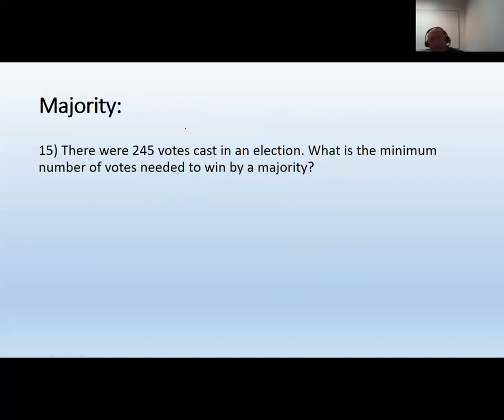Okay, so we start out by taking the number of votes that are being cast, which is 245, and if we divide by 2, what do we get? 123.5. So what do we need for a majority? 123, right. If you get a decimal, you just go up to the next number. Because 122 wouldn't be a majority, but 123 is greater than 50% of the vote. So it'd be 123 that you'd need for a majority.